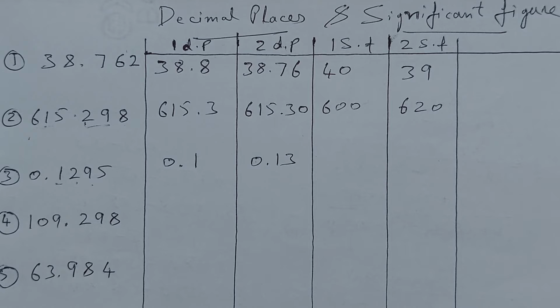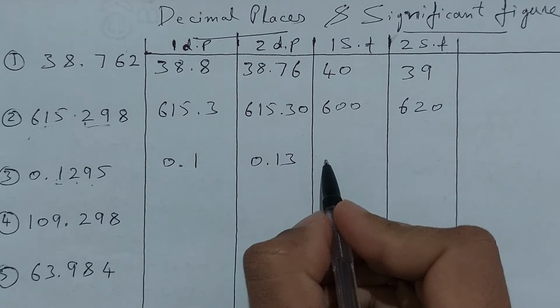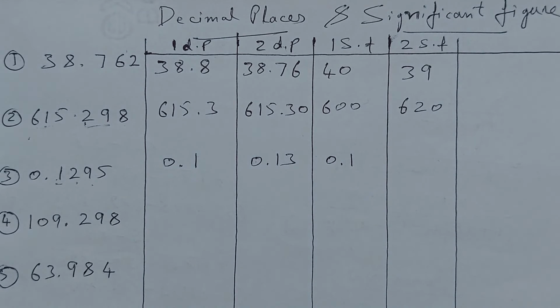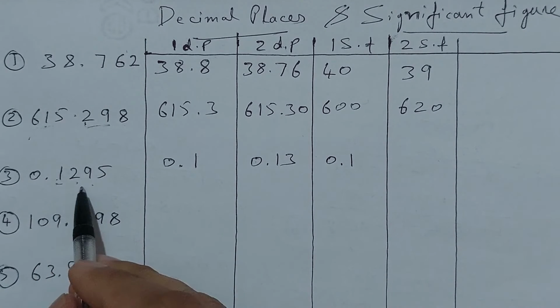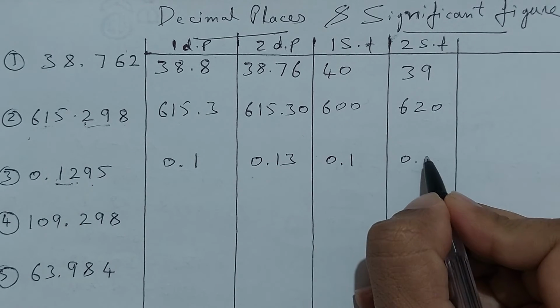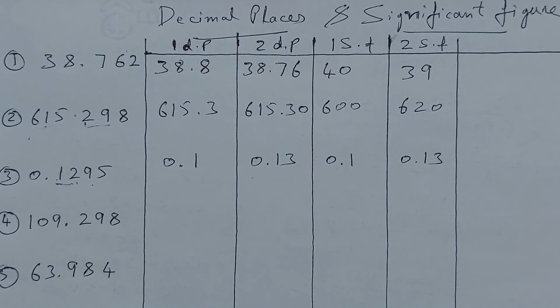Significant figures. Now this is a tricky part. Many people think that if zero is the first number, it has no value, so the first number technically will become 1. So the answer is just 0.1. Everything is gone. Two significant figures, again it'll be the same thing, the first two numbers. So 0.13. Hope you guys are understanding. If any doubt, just put it in the comments and we'll get back to you.